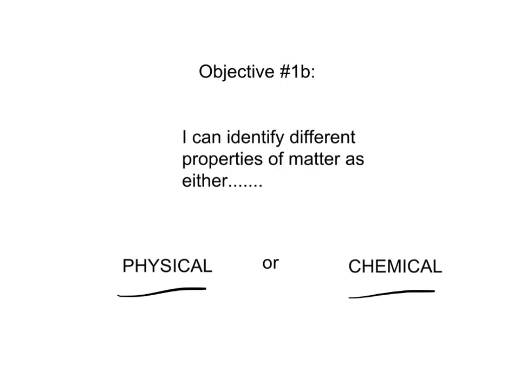Now, we've been talking a little bit about physical or chemical properties with the lab that you're doing, but again, let's take a look at the verb here. You have to identify different properties of matter as either physical or chemical. So basically, I'm going to give you a property of matter on a final assessment, and you're going to have to tell me, is this physical or chemical, using your mad thinking skills and knowing what physical and chemical properties are. So let's talk about the differences between physical and chemical properties.